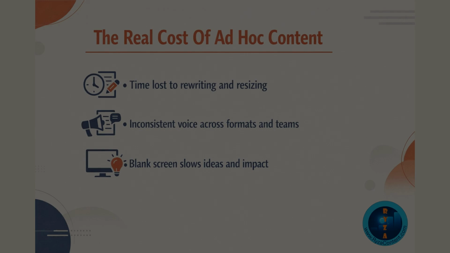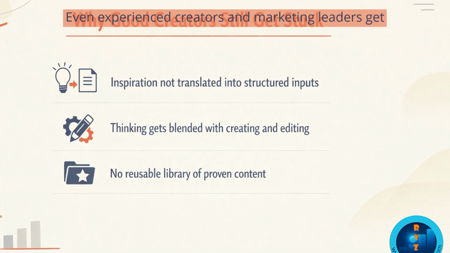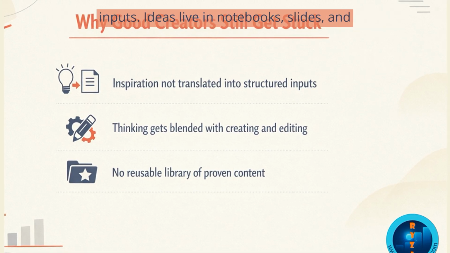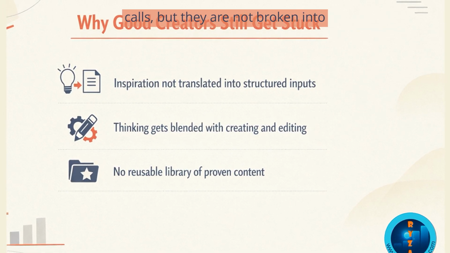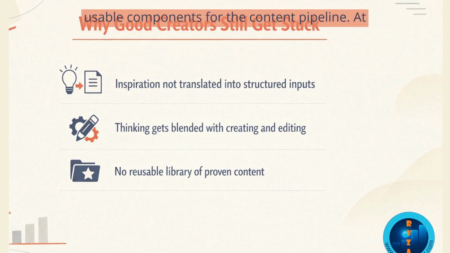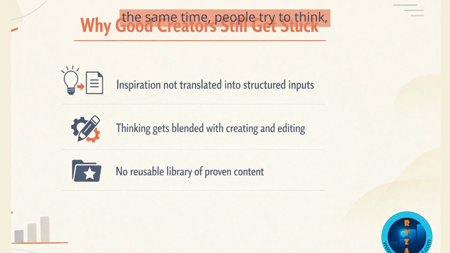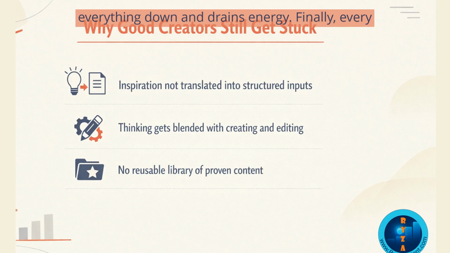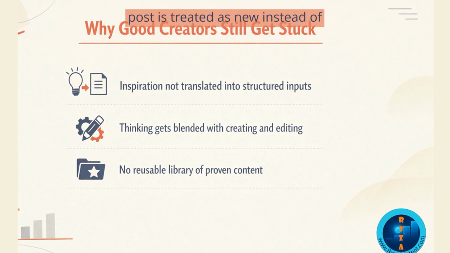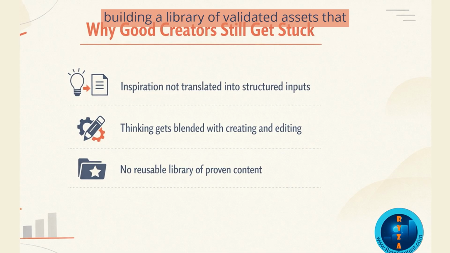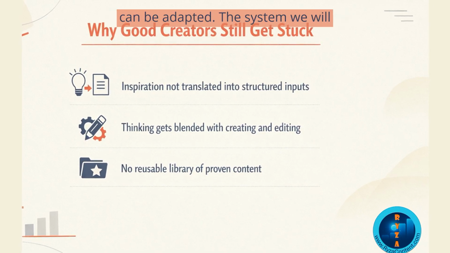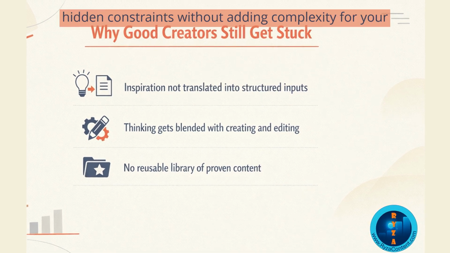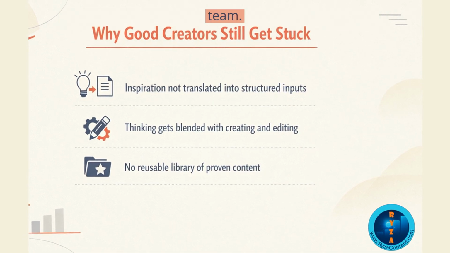Even experienced creators and marketing leaders get stuck because their inspiration never becomes structured inputs. Ideas live in notebooks, slides, and calls, but they are not broken into usable components for the content pipeline. At the same time, people try to think, type, and edit at once, which slows everything down and drains energy. Finally, every post is treated as new, instead of building a library of validated assets that can be adapted. The system we will walk through is designed to remove these hidden constraints without adding complexity for your team.